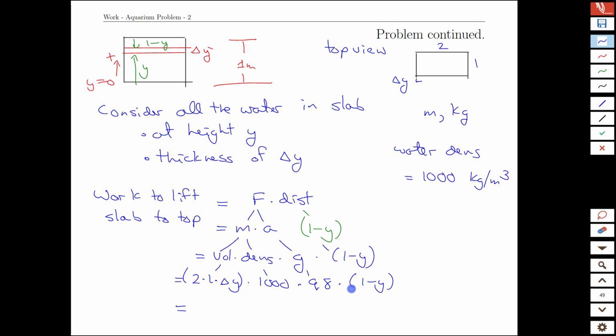Let's put it towards the end and just reconstitute everything else here. Put our constants first. It's nice to be able to see the roots of all of these. So 2, 9.8 times 1,000. We have a 1 minus y, and we have a delta y. That's the work required to lift one slab to the top. Our final step is to configure an integral that'll capture the work required to lift every single slab up to the top.